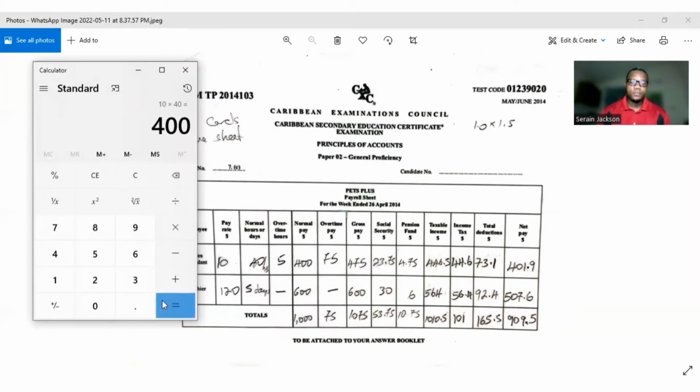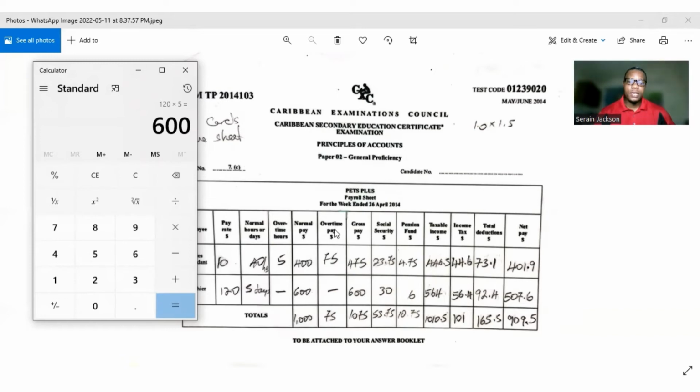For the cashier, it is 120, which is the rate of pay for 1 day, and the person did 5 days. So multiply by 5 equals 600. That is how I got the 600. You add both of them and you get this 1,000 right here. All right, hope you're following me. It's pretty simple. You don't have to worry.